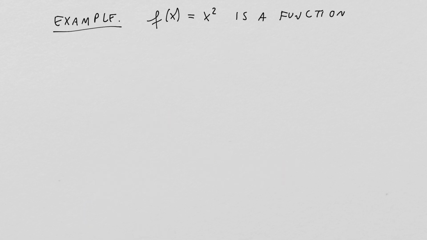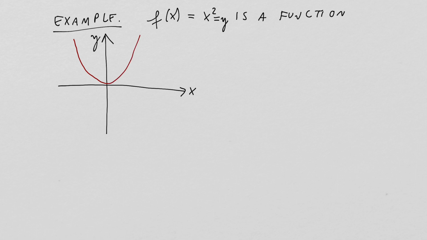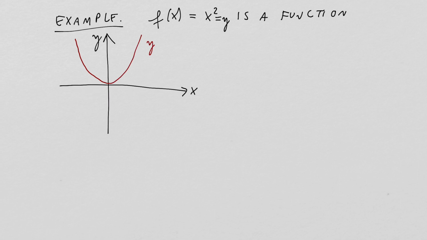For example, f(x) equal to x squared is a function. We can draw its graph. We can set x squared equal to y. The graph would be a parabola. For each value of x, we can go up to the graph and we can find the corresponding value of y.